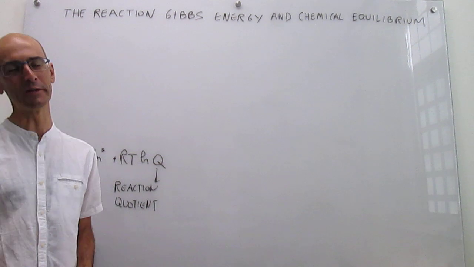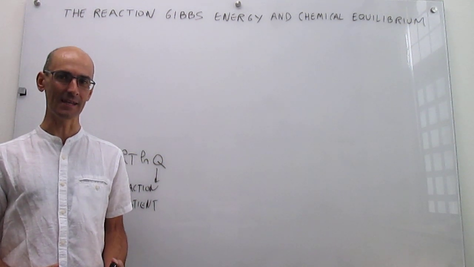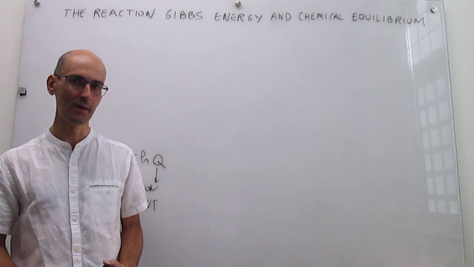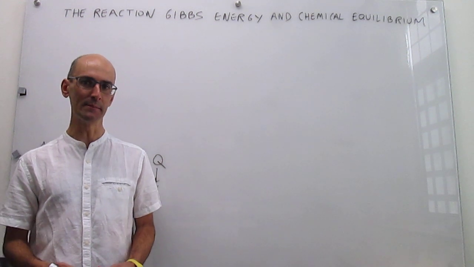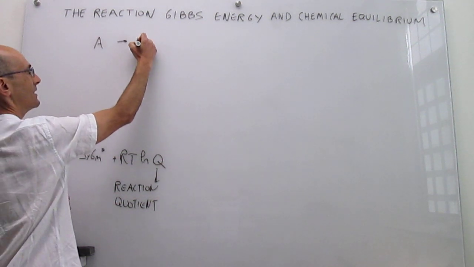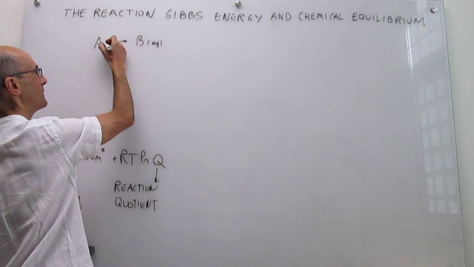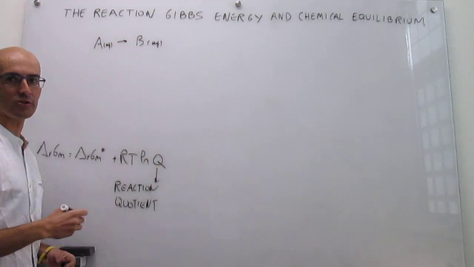In this video, we learn about the connection of the reaction Gibbs energy and chemical equilibrium. Alright, let's think about a very simple reaction such as A turning into B, and these might be solutes in a solution. So this might be maybe a reaction inside your body.